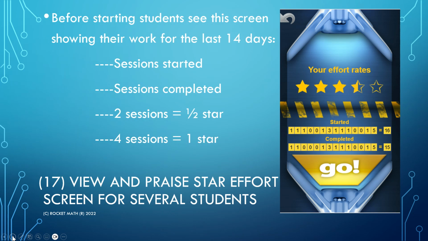Number 17 is view and praise star effort screen for several students. The first thing students see after they log in is their star effort screen. It shows the number of sessions students have started and the number they have completed each day for the past 14 days. This should be an important sense of pride for them because it quantifies their effort. For each 2 sessions they complete, they earn half a star, and a whole star for each 4 sessions in the last 14 days. Publicly praise students, loud enough for others to hear, who get the most stars.